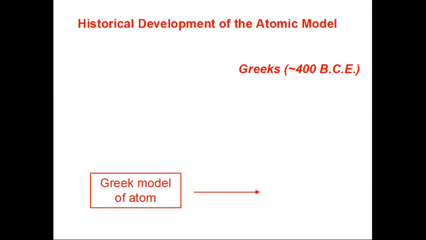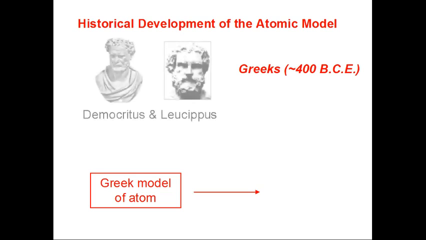So let's talk about some history. The historical development of the atomic model. First off, you start with these Greeks, very similar to what they did in the very first chapter we did, where you had the Greeks with Aristotle with the elements. But the Greek model started with Democritus and Leucippus.